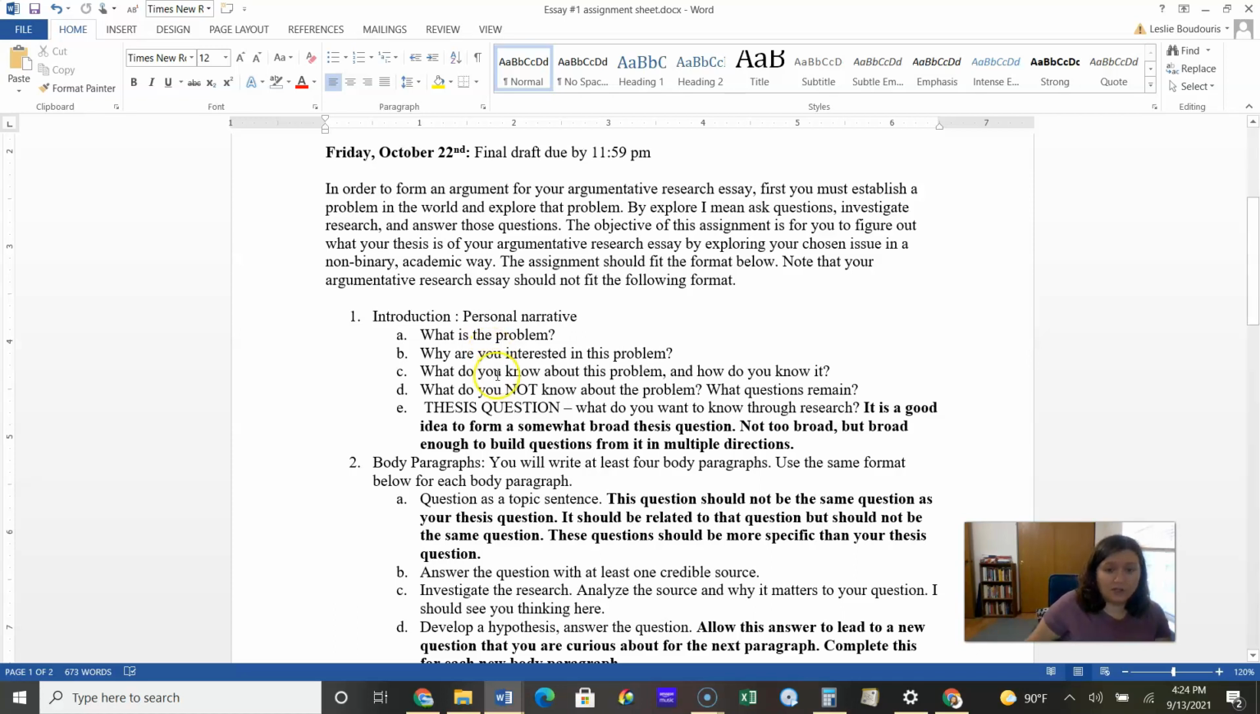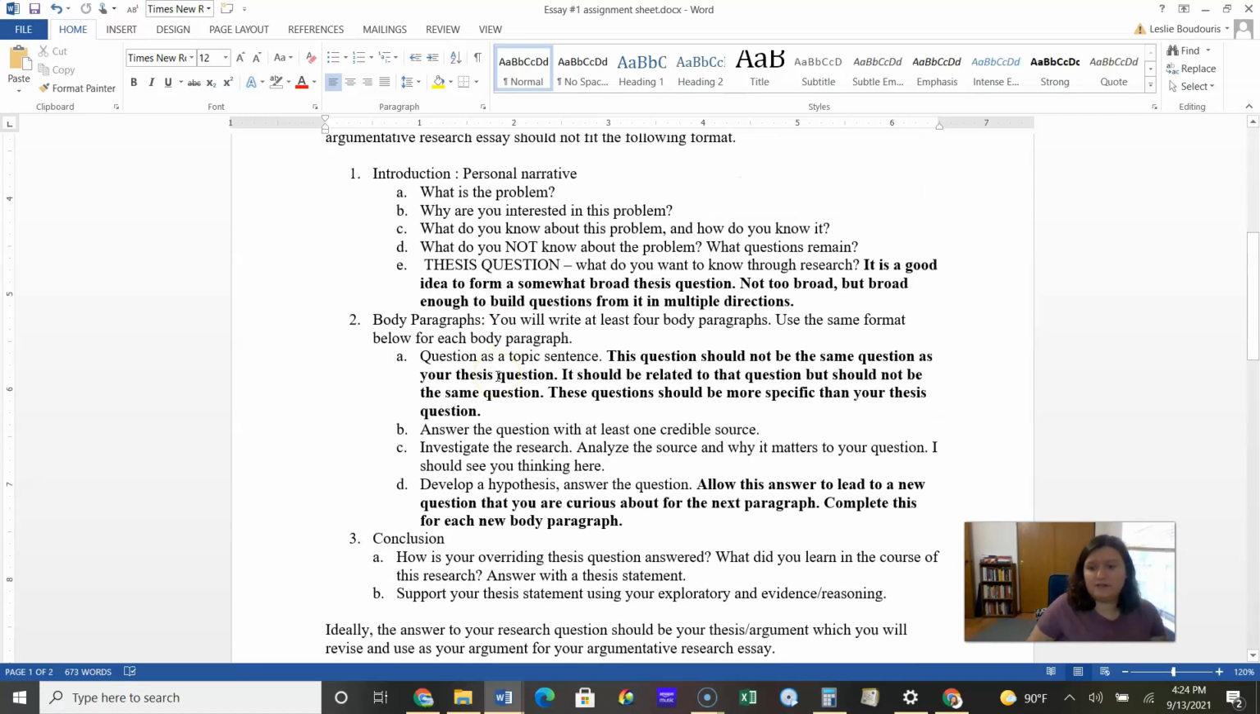So for your example, your introduction, and we'll have a separate video talking about the example, your introduction will be like a personal narrative. So you'll answer these questions. What is the problem? You can pick whatever topic you want. It should have some type of problem. So when we think about exigency, or the problem and the reason why somebody's writing, it should start with some type of problem in relation to the topic.